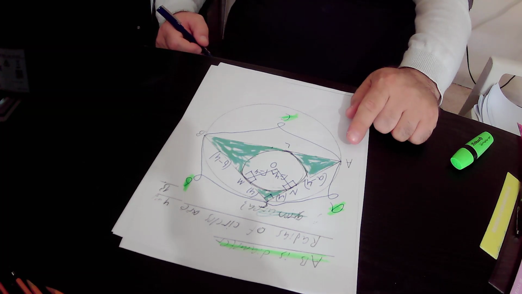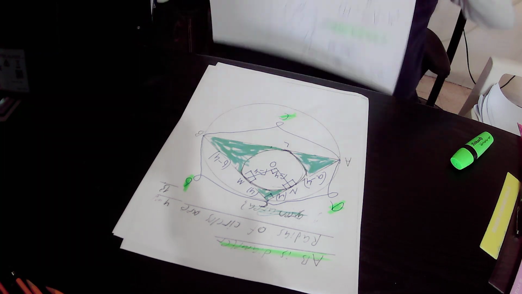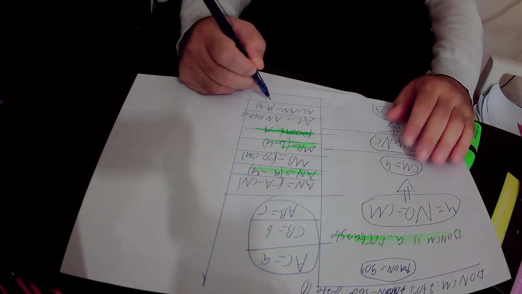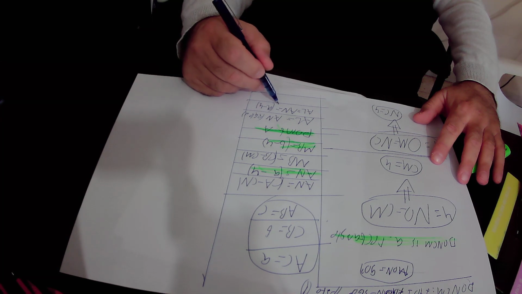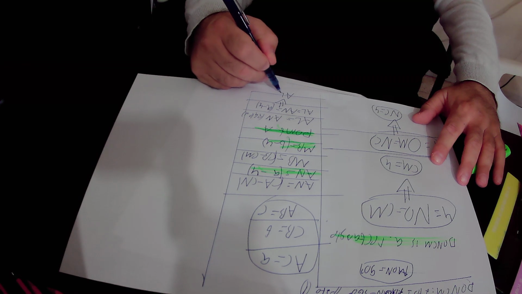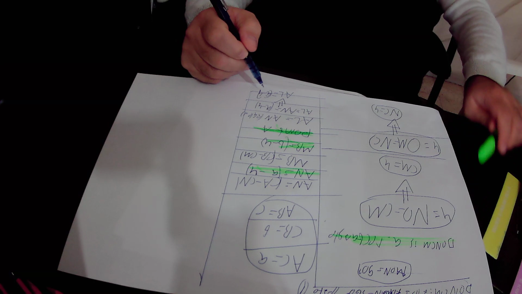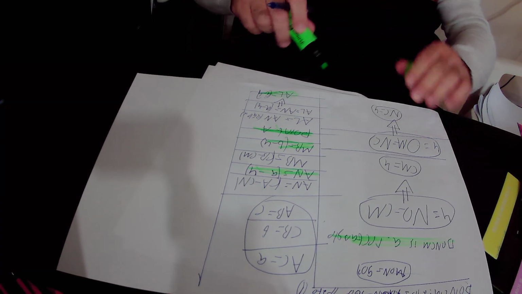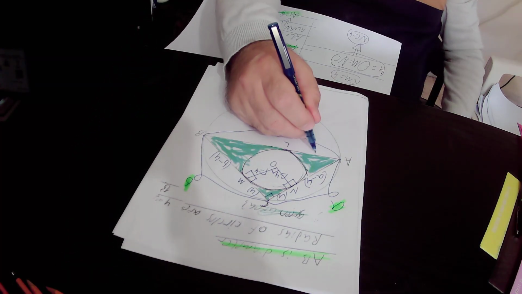But we've already found out that AN equals A minus 4. So from this equation, we derive that AL is also equal to A minus 4. So here we can write down that AL equals A minus 4.